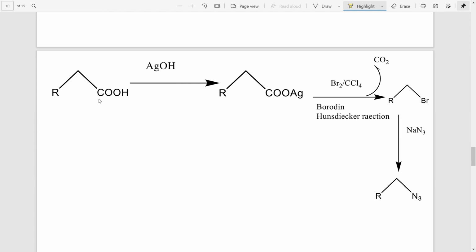Now let's see from acid to azide with one carbon less. Here see, I have already said that we have to take help of Borodin-Hunsdiecker reaction or Hofmann degradation reaction to reduce one carbon. Here first silver hydroxide is used, silver acetate prepared, silver carboxylate prepared. After that bromine CCl4, the radical type of reaction, Borodin-Hunsdiecker reaction, will reduce one carbon and directly will produce alkyl halide. After that, with sodium azide, substitution reaction takes place and azide compound will form.